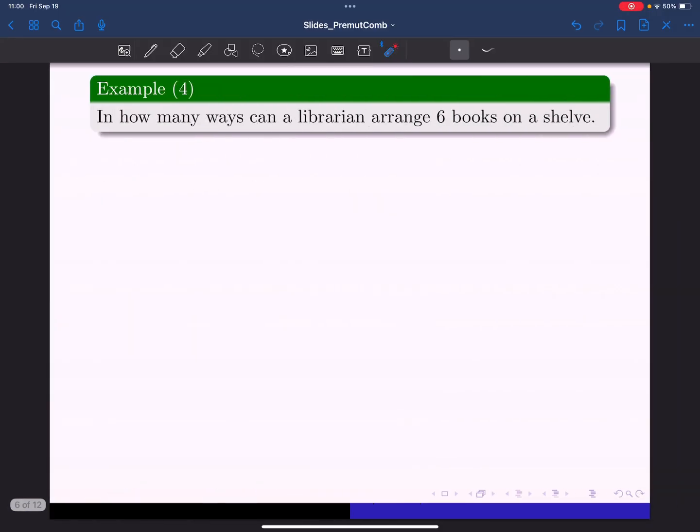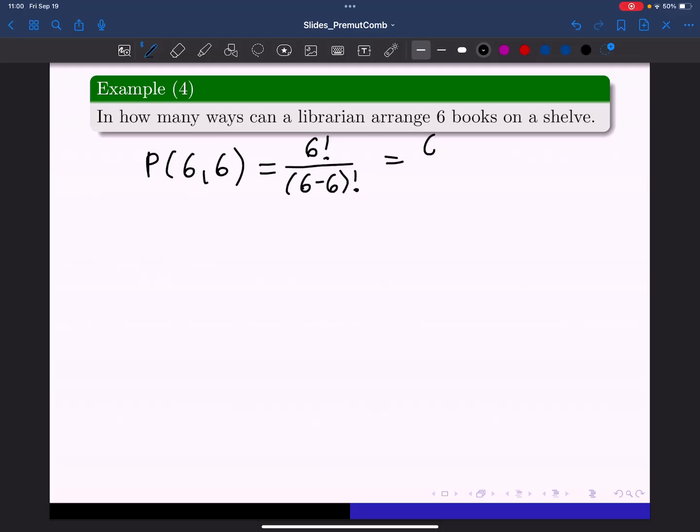Example 4. In how many ways can a librarian arrange 6 books on a shelf? So the order is important, because different orders give different arrangements. In that case, we're going to have permutation, 6 choose 6, which is 6 factorial over 6 minus 6 factorial. So this is 6 factorial over 0 factorial.